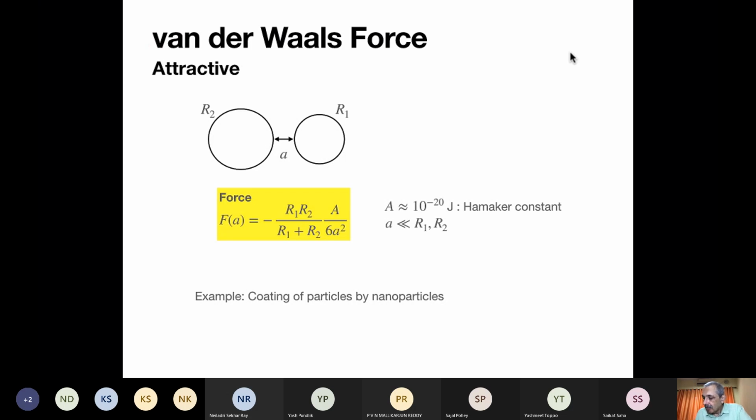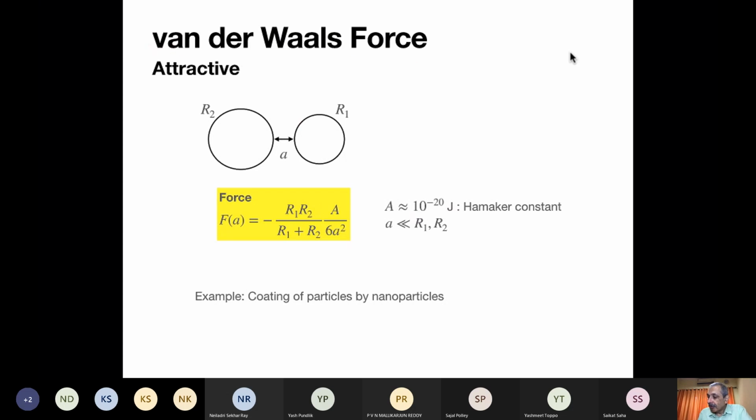This is essentially due to surface forces. It's an attractive force, and the force of attraction is proportional to the product of the radii divided by the sum of the radii. And then it's inversely proportional to the distance between the surfaces, a, squared. And A is called the Hamaker constant, and you can see that it's an extremely small value.